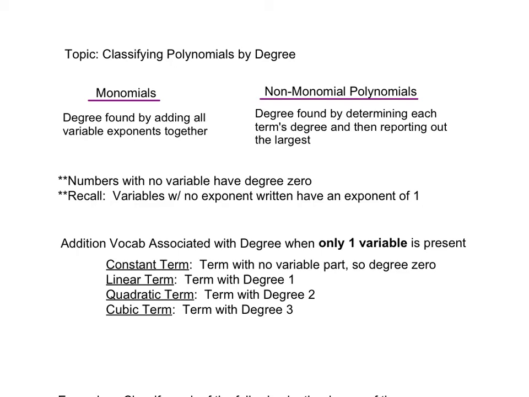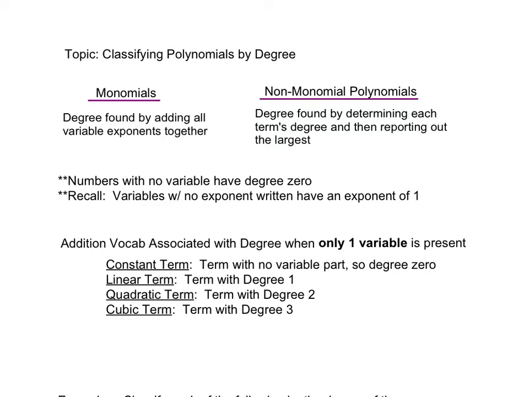In this video, we're going to look at how we classify polynomials by degree. The way we find degrees is: if we have a monomial, we find it one way. If we have anything other than a monomial, we find it another way. With a monomial, we add all of the exponents on our variables together. If we have a non-monomial, all other polynomials are composed of monomials.